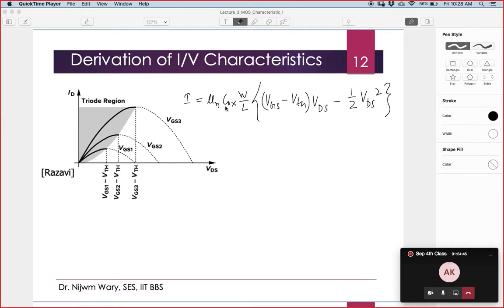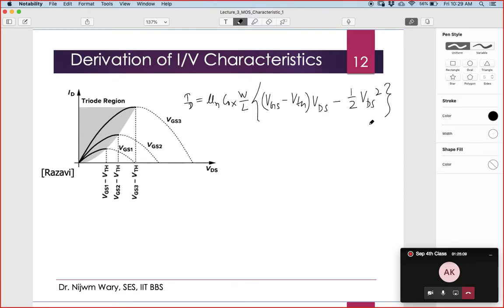So this is the equation. Basically, the equation of the IV characteristics. Now, what happens if we plot this? If we plot ID versus VDS, so this is basically the ID.